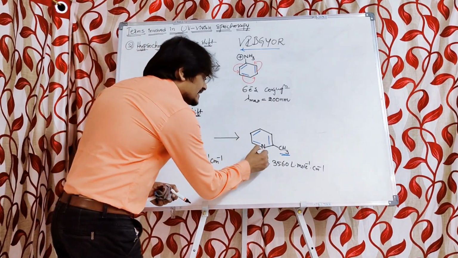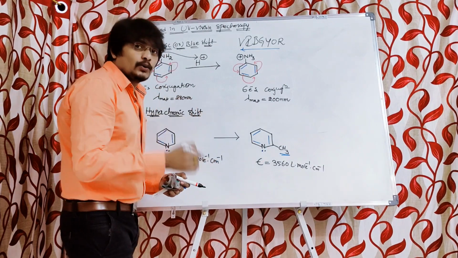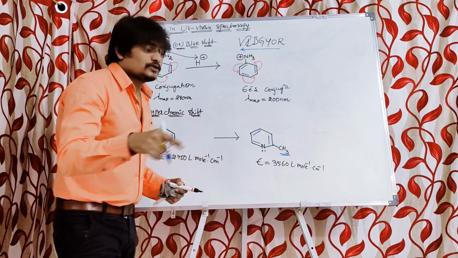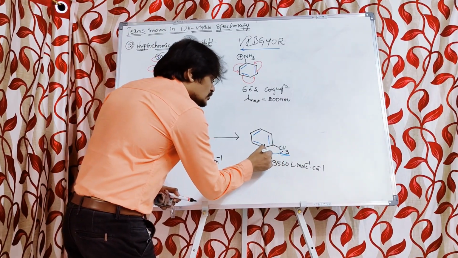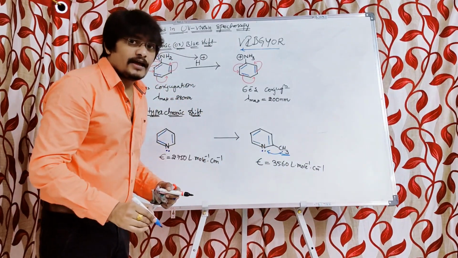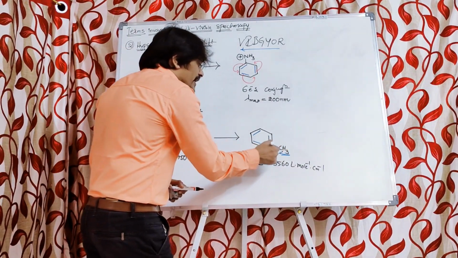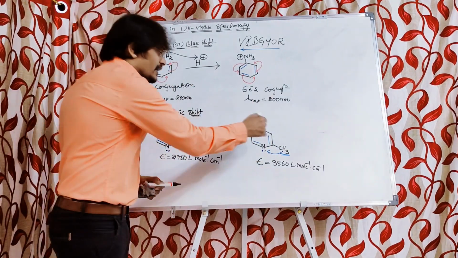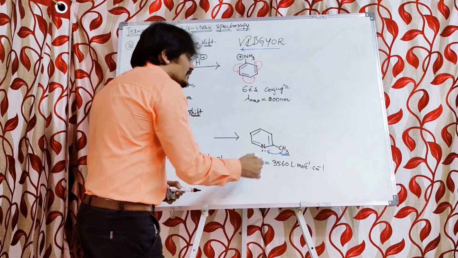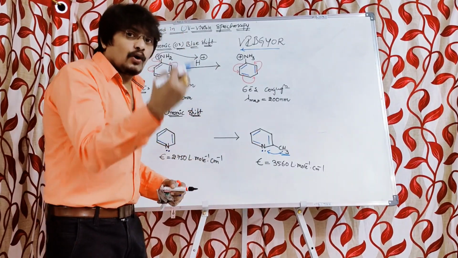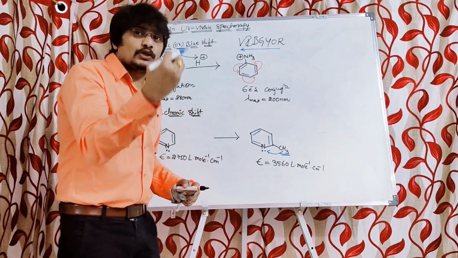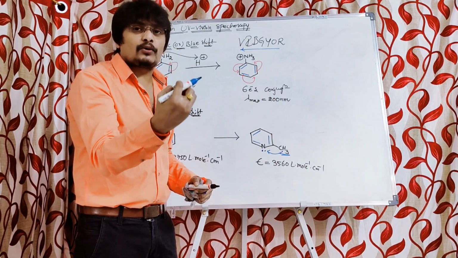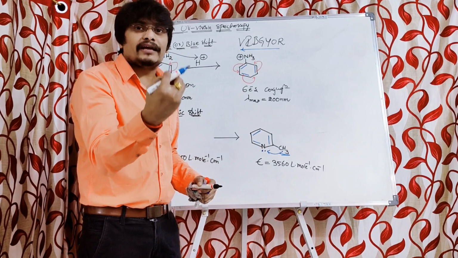So due to plus I or plus M effect, as it is adjacent to sp2 hybridized nitrogen, it will donate its electrons to this sp2 hybridized nitrogen. Now whenever this methyl group is donating its electrons to the nitrogen atom, there is no need for the nitrogen to pull the electrons from the ring. When there is no need to pull the electrons from the ring, the pi electron cloud inside the ring will remain as it is.